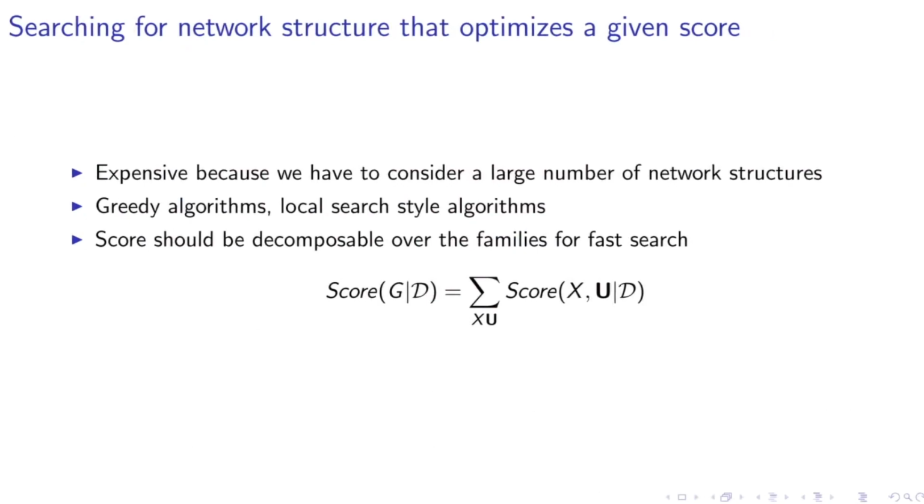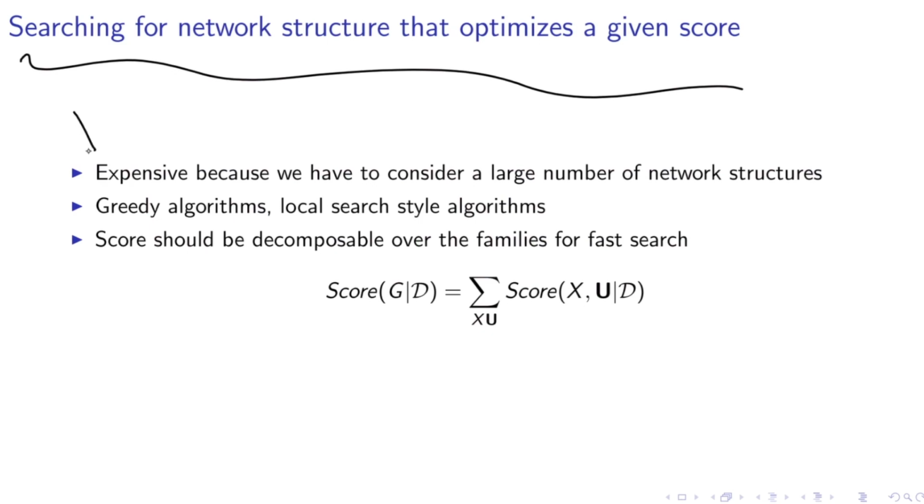Okay, so now the question is, we have a nice scoring function. If I give you two Bayesian networks and I want to compare them, I have a nice score. The one that has the highest score will win. How do I use this score to generate the structure of a Bayesian network?